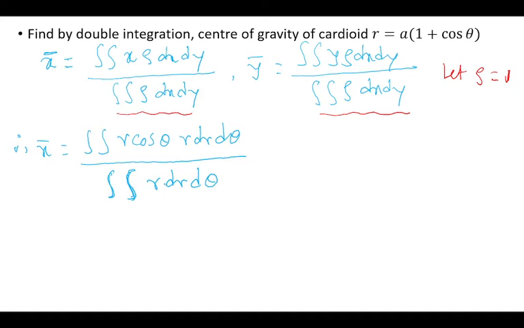Similarly, you can evaluate y bar on your own, in the same way. So we'll see the steps for this one. Now we have to find this for the entire cardioid. You first need to know the cardioid.